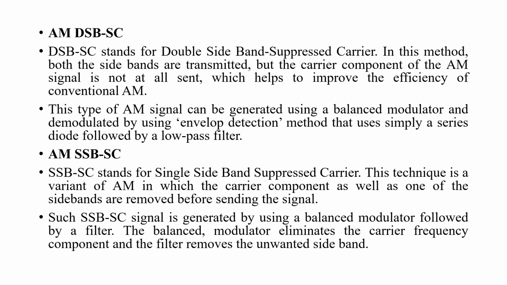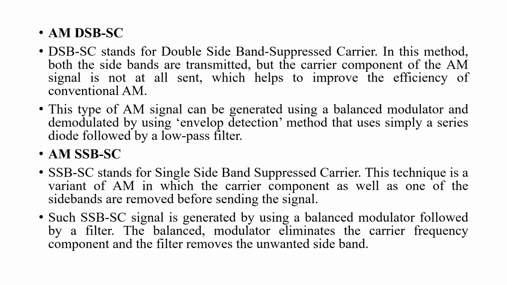In AM, while transmitting the carrier as well as the sidebands, it consumes a large amount of power. To reduce the power consumption, we can go for suppressed carrier schemes. The first one is amplitude modulated double sideband suppressed carrier. In this method, the signal carries only the sidebands and the carrier signal is suppressed. Both the sidebands are transmitted here and the carrier is suppressed.